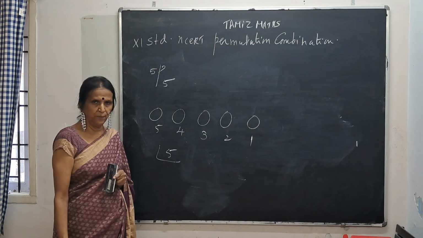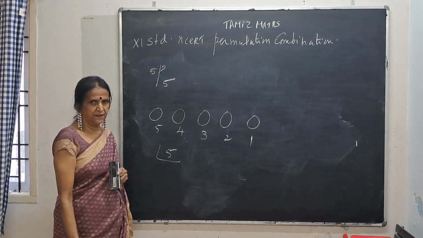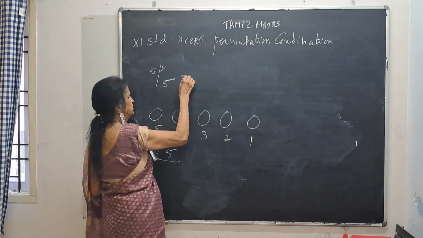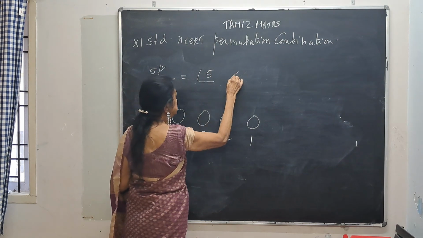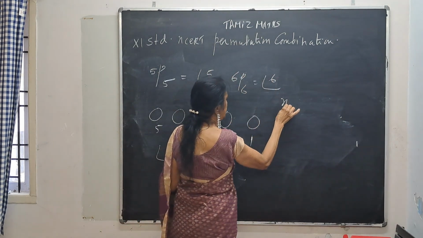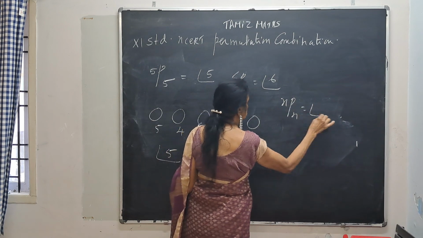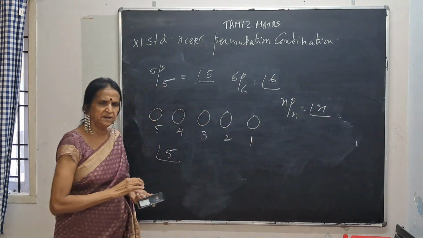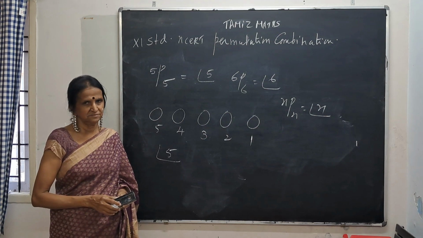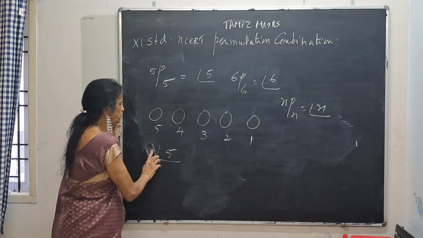Now wait for a few minutes. I will tell you why you multiply and all that. So 5P5 will be factorial 5. What will be 6P6? Factorial 6. What will be nPn? Factorial n. And things can be arranged among themselves in factorial n ways. Okay.